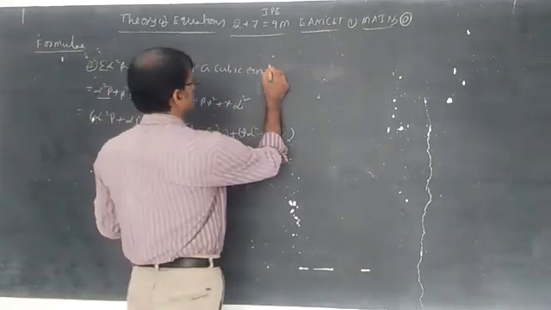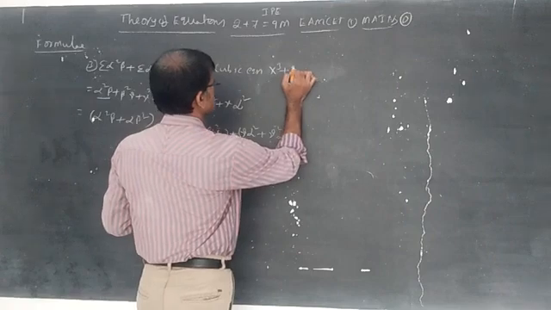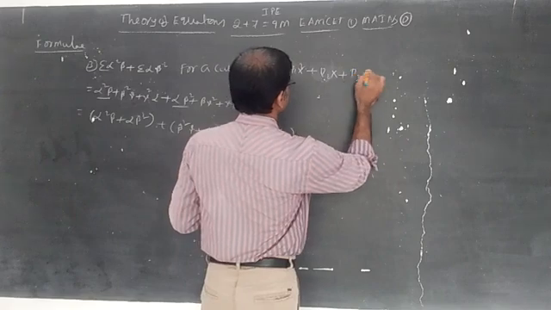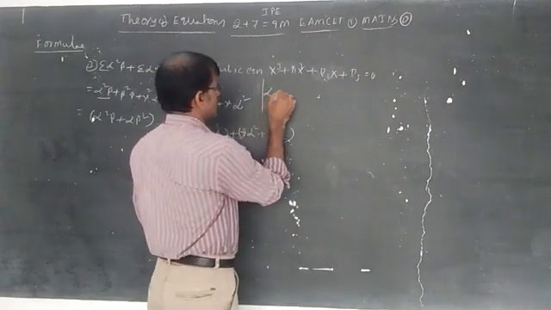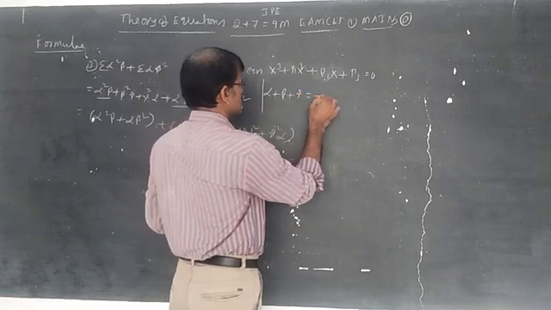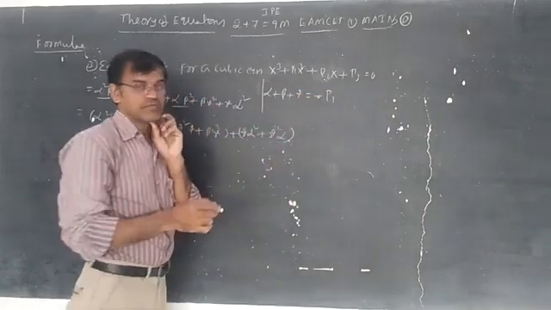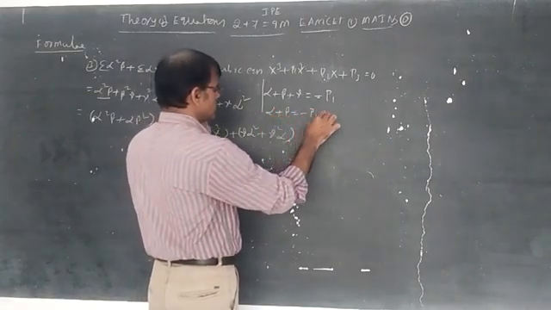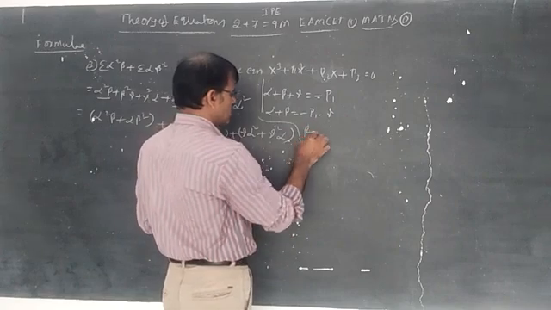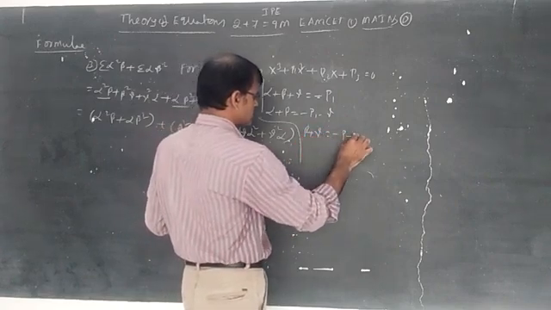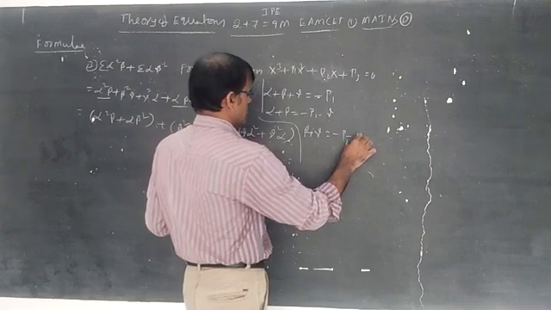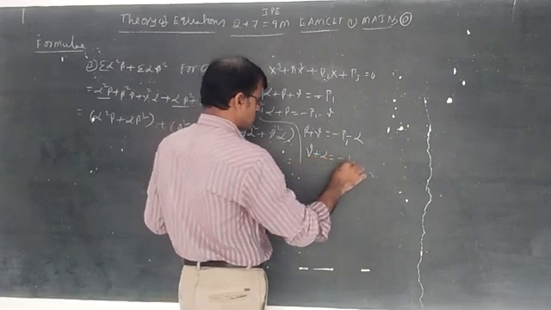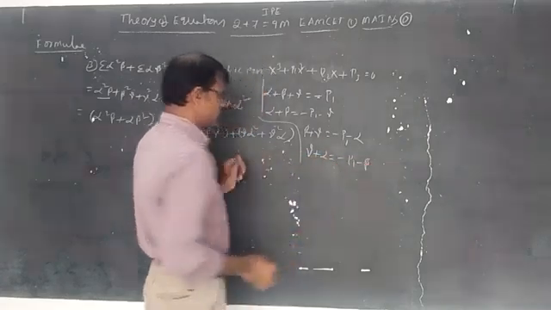For a cubic equation, x cube plus p1 x square plus p2 x plus p3 equal to 0. Here I am writing alpha plus beta plus gamma is equal to minus p1. Now you can write alpha plus beta is equal to minus p1 minus gamma, beta plus gamma is equal to minus p1 minus alpha, gamma plus alpha is equal to minus p1 minus beta.